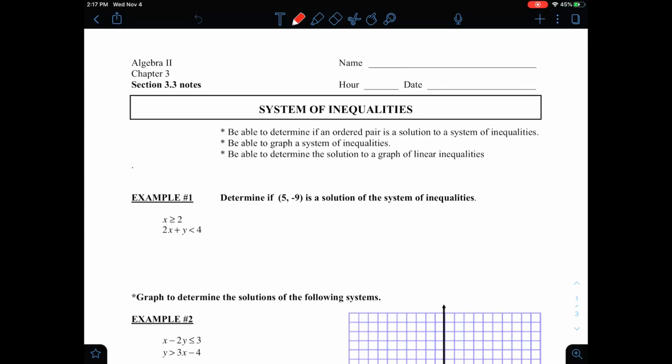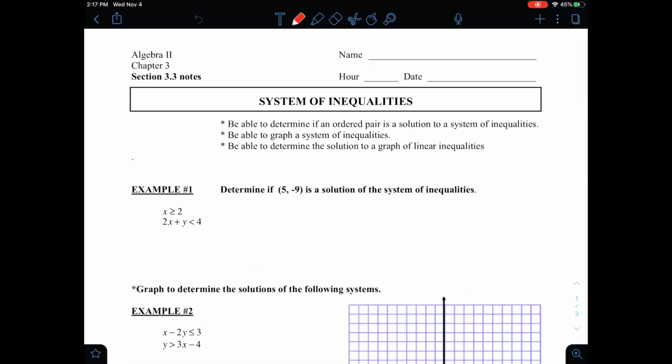We are continuing with Chapter 3, which is Systems. We are doing 3.3 today. The name of this lesson is Systems of Inequalities. Our essential questions are: be able to determine if an ordered pair is a solution to a system of inequalities, be able to graph a system of inequalities, and be able to determine the solution to a graph of linear inequalities. So, graph paper is a very good idea for this lesson, okay?